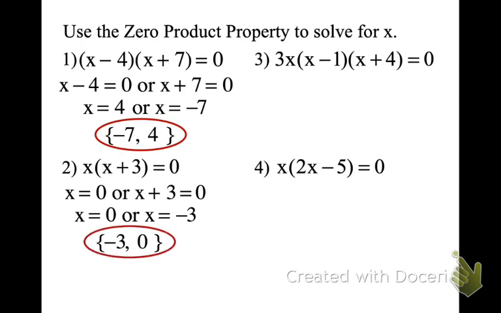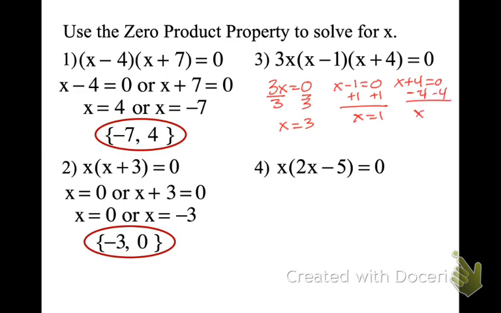Okay? Now, this one's a little bit different in that there are 3 factors. So I'm setting 3x equal to 0, x minus 1 equal to 0, and x plus 4 equal to 0. Divide both sides by 3, x equals 0; add 1, x equals 1; subtract 4, x equals negative 4. So now, if you have 3 factors, that's what we call a cubic function. So I've got 0, 1, and negative 4 as the solutions.